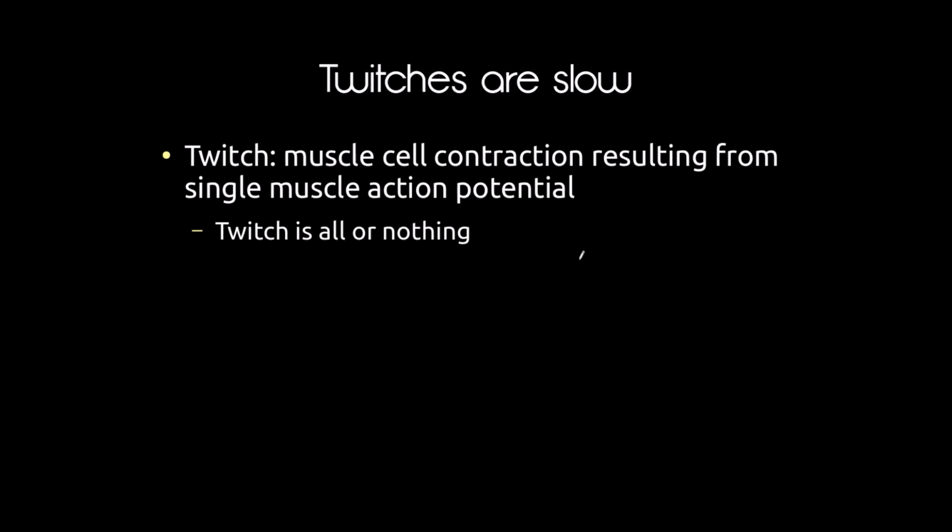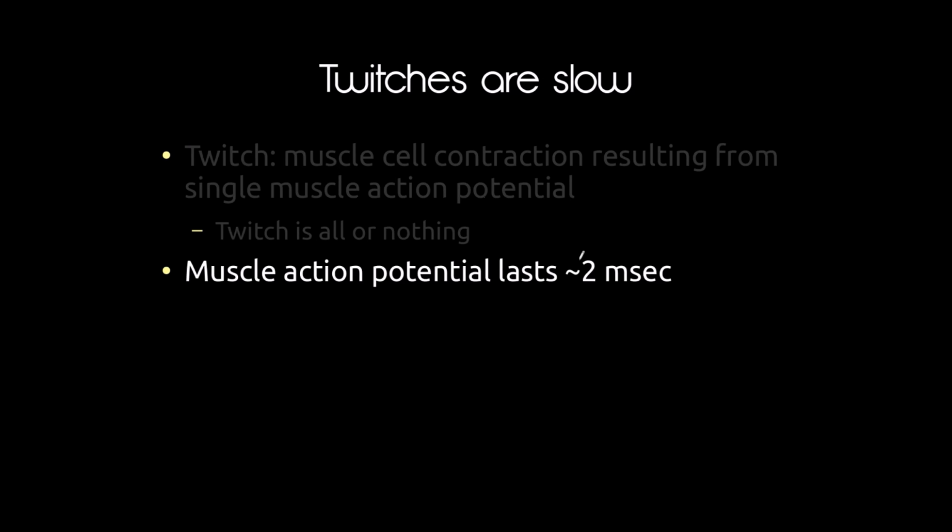Now, a twitch is just a muscle cell contraction that is resulting from a single muscle action potential. And these twitches are all or nothing. You have a twitch or you don't. And really the reason for this is not so much that there's anything all or nothing inherently about the contraction, but these action potentials are all or nothing. From a single action potential, you really can't get anything different than what you get. So we're going to talk about how this changes a little bit as we start adding up action potentials, but from a single action potential, what you get is an all or nothing twitch.